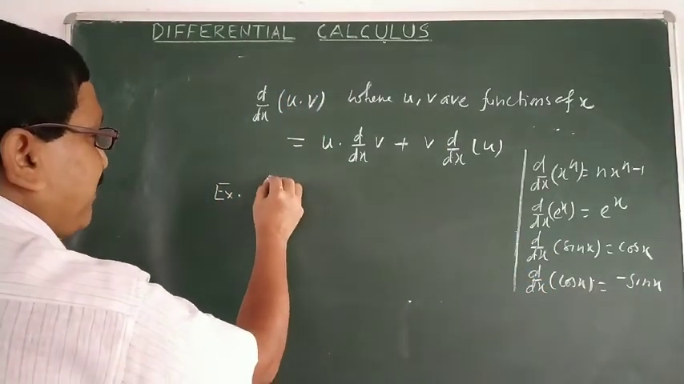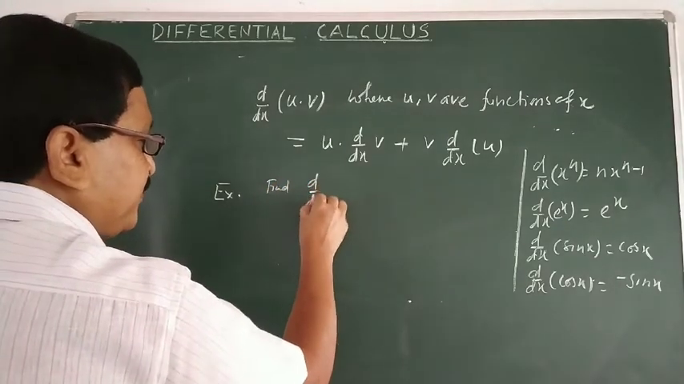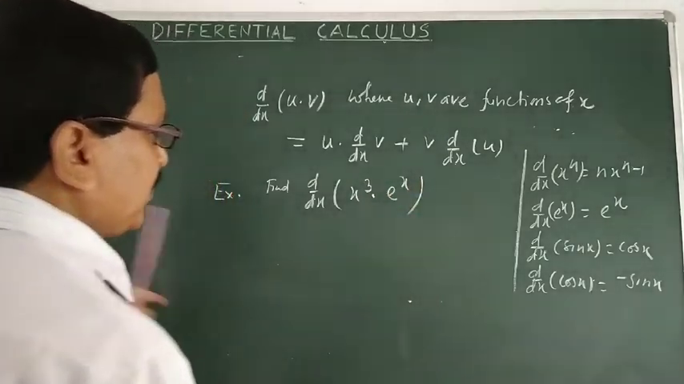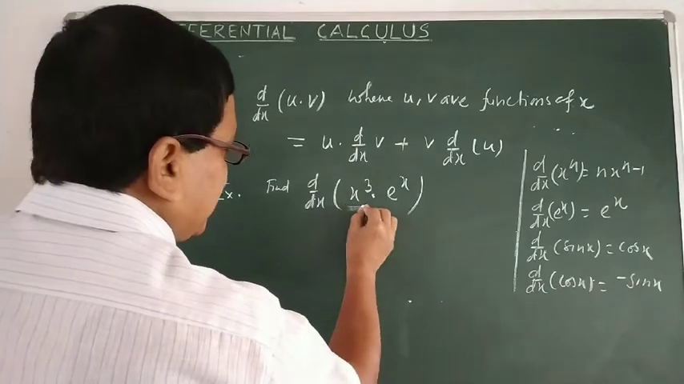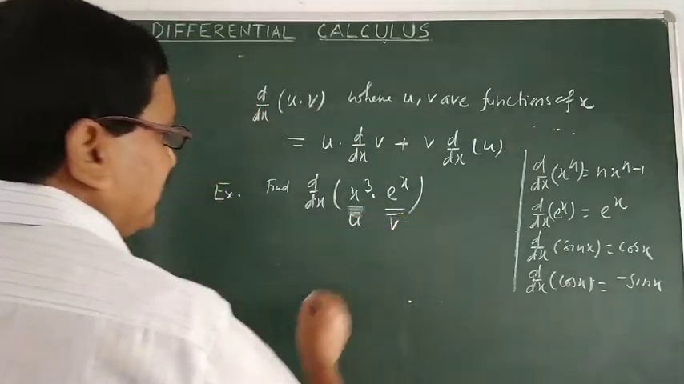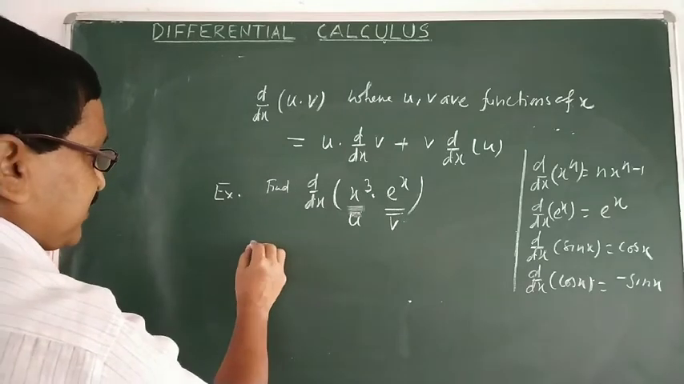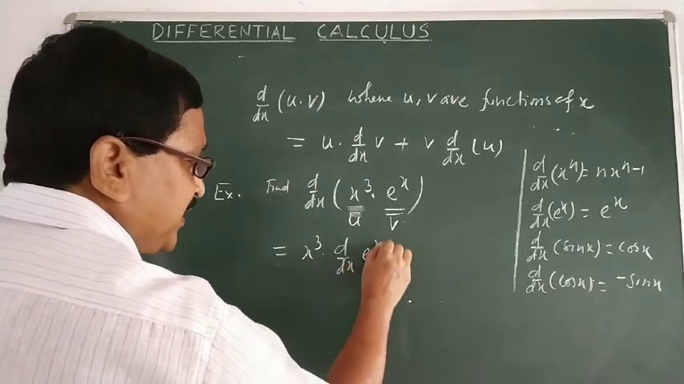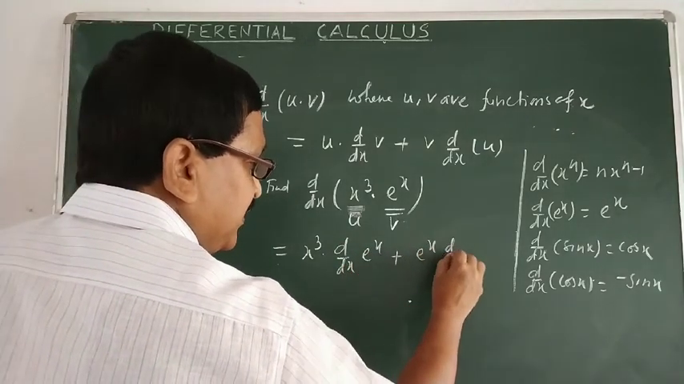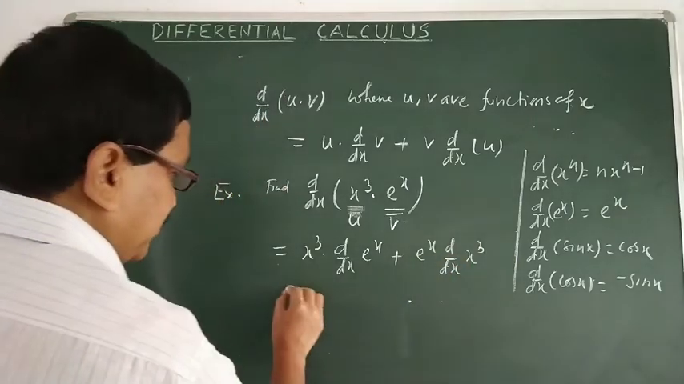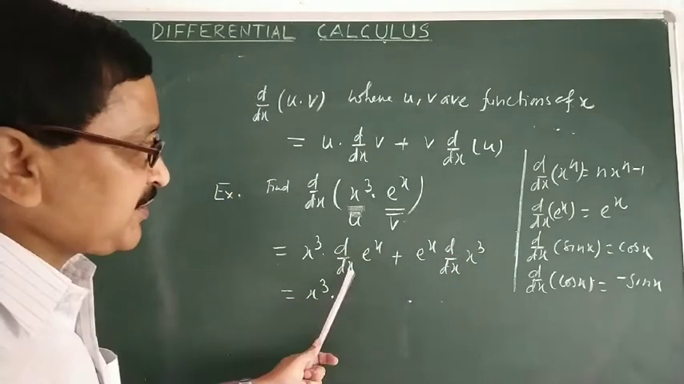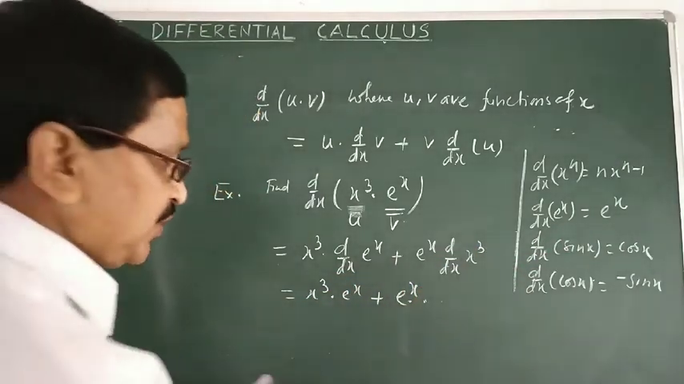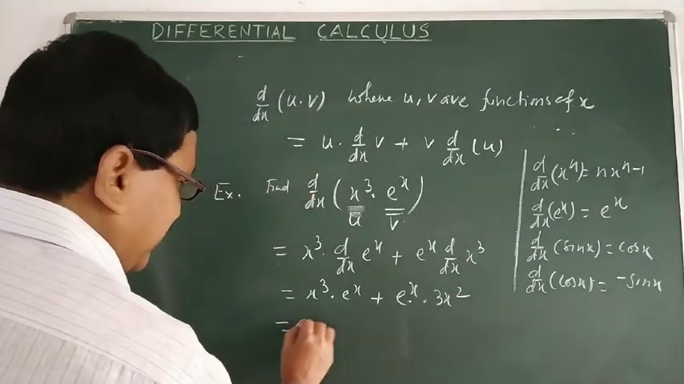Now example: find d by dx of x cube into e to the x. Now this has to be differentiated, so let this be u and this be v. According to the formula, first function x cube into d by dx of second function e to the x, plus second function e to the x and d by dx of x cube. This is equal to x cube e to the x, differentiation of e to the x is e to the x itself, plus e to the x and x cube differentiates to 3x square. After that you can take x square common.